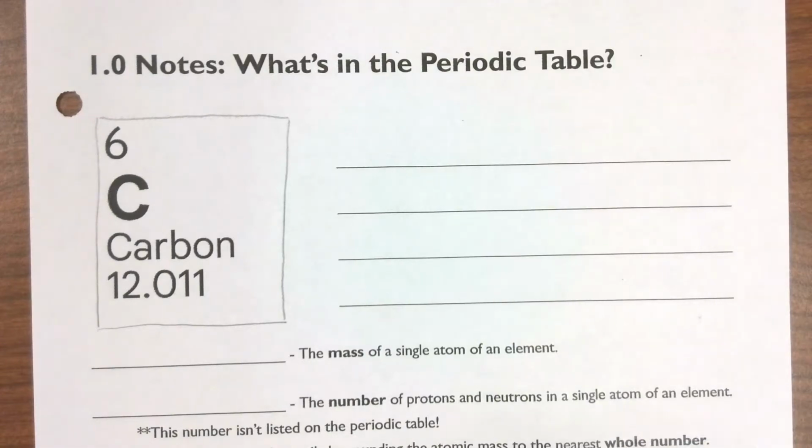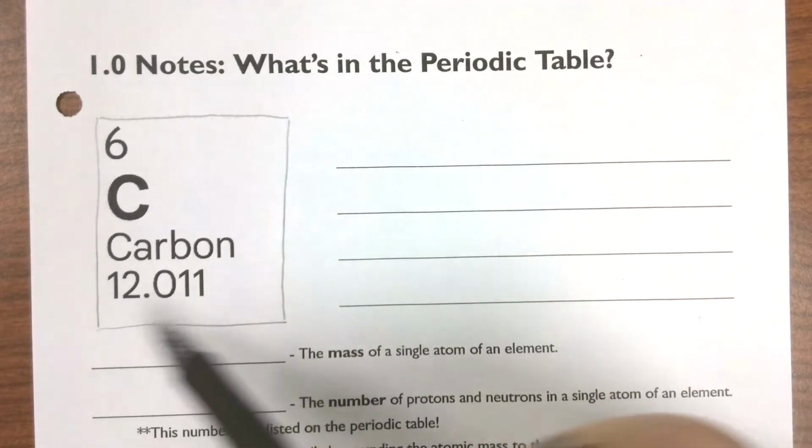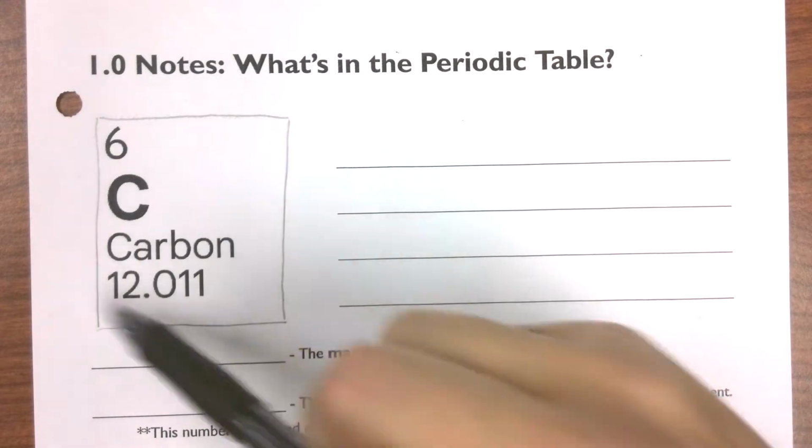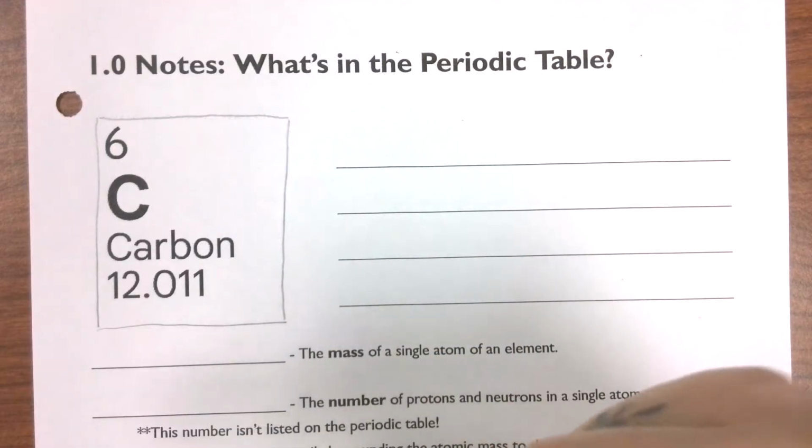Hey everybody, so in these notes we're going to start looking at the periodic table and figure out what all the different numbers and stuff in the table mean. So first of all, I drew a little rectangle around here. Your notes didn't quite print right. This area is supposed to represent a tile in the periodic table.